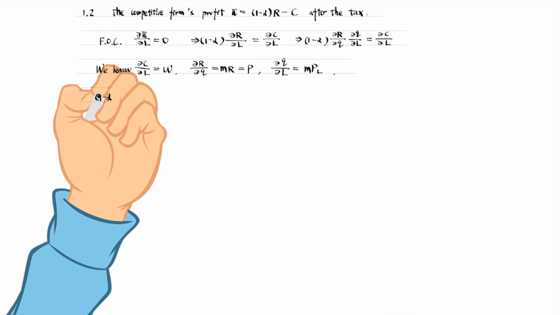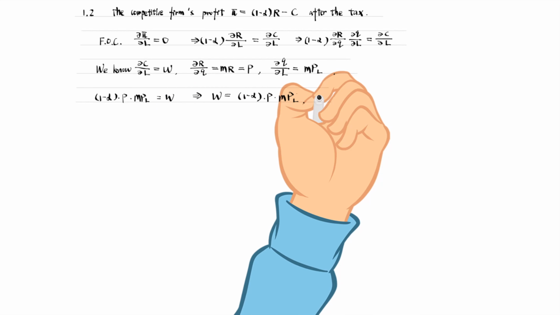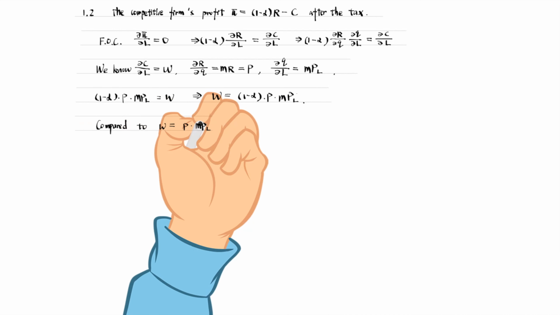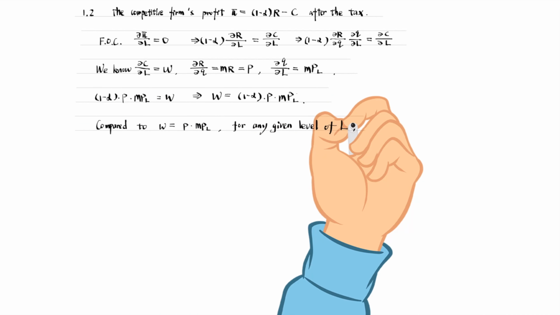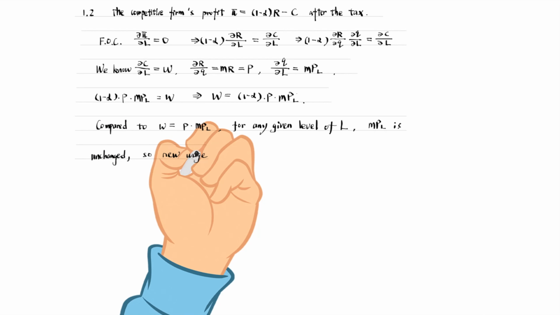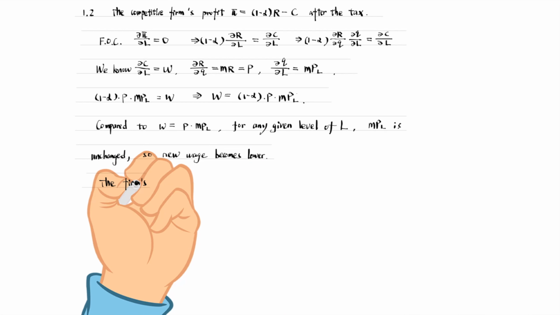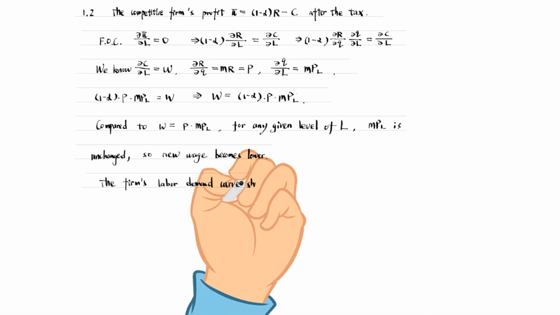We derive the labor demand function with the ad valorem tax. It looks like the standard labor demand function, but has one more term, 1 minus alpha. Compared to the labor demand without the tax, for any given level of labor, the marginal product of labor is unchanged. So the new wage becomes lower with the tax. The firm's labor demand curve shifts downwards.